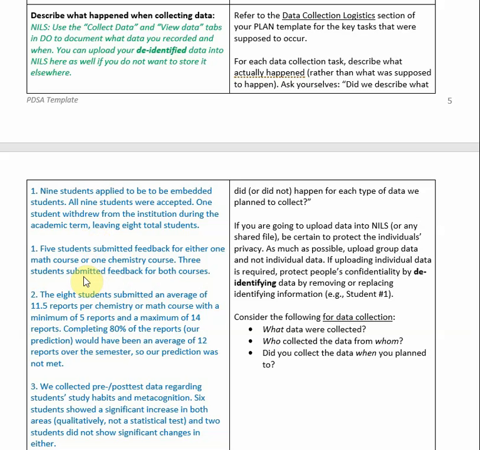This second point of data focuses on what happened with the students' participation in those courses. Well, 5 students submitted feedback for either 1 math course or 1 chemistry course. Remember from the planning section that there was an option for either a math or a chemistry course, or potentially both. And 3 students submitted feedback for both courses. So this is a description of whom the improvement team collected data from in this example. They collected data from a total of 8 students, which we know from this first observation, and they collected data from 5 students in one class and 3 students in both classes. The level of detail you put here, again, is up to you and your improvement team.